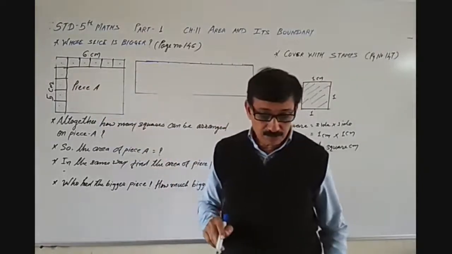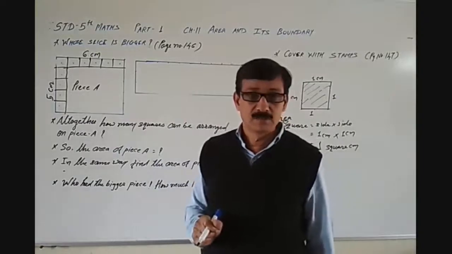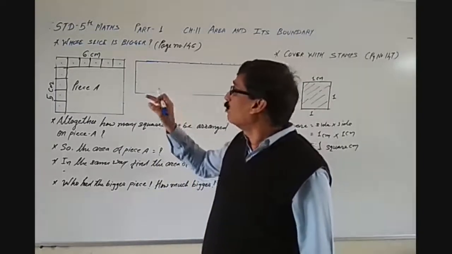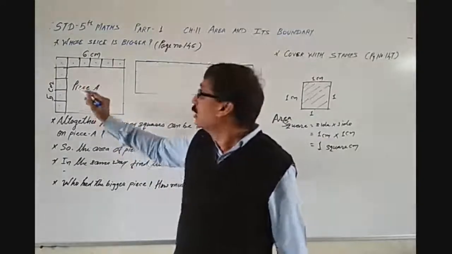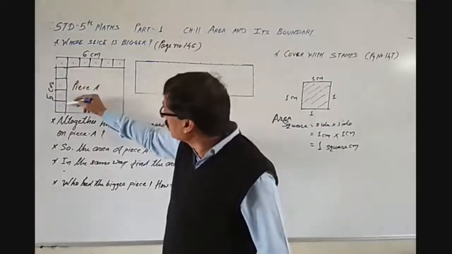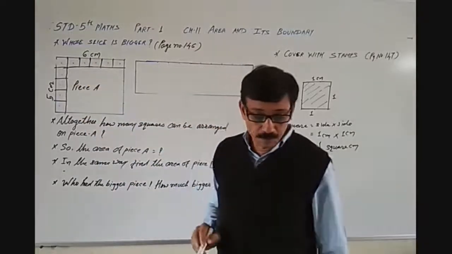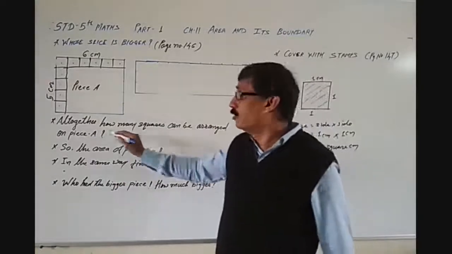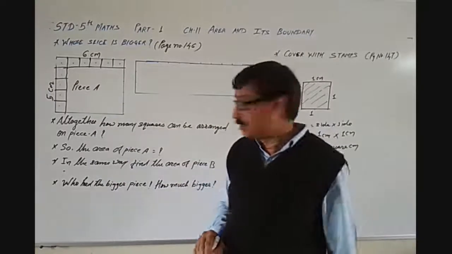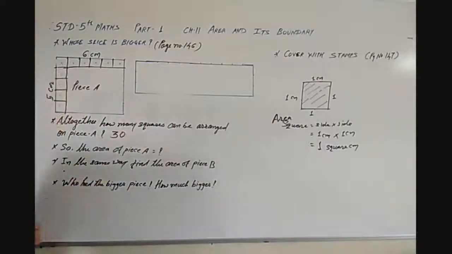Now, altogether, how many squares can be arranged to it? We know how to find out how many squares we can arrange to it. Then it is very easy to find out. This is 6, this is 5. 6 fives are 30. So altogether, how many squares can be arranged on piece A? Then we can write 30 squares.